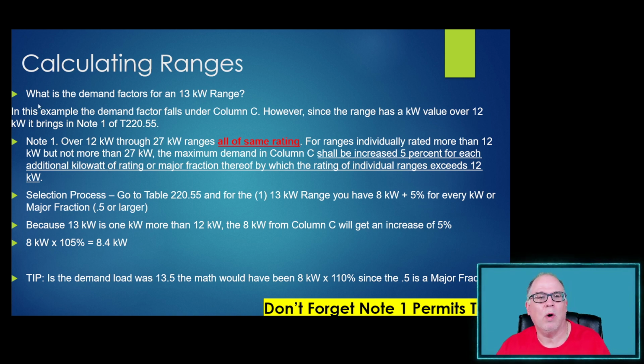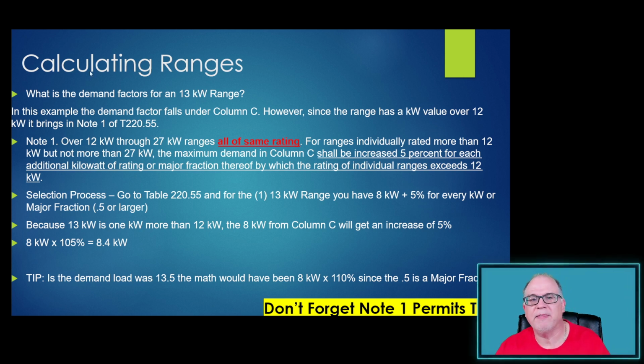Next, what is the demand factor for a 13 kW range? Okay, remember, we're doing load calcs now. So in this example, the demand factor falls under column C because it is over 12, and it certainly doesn't fall under B or A, okay? So it's definitely under C.